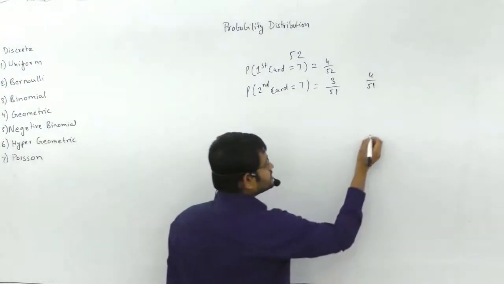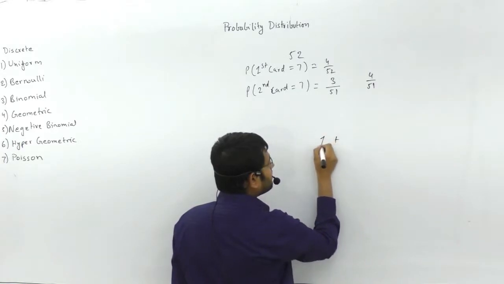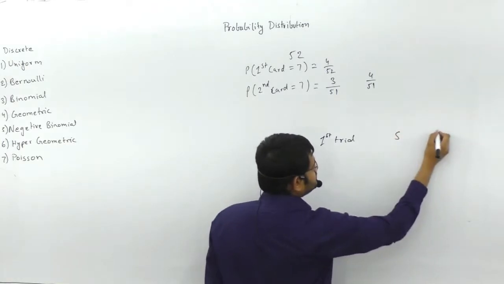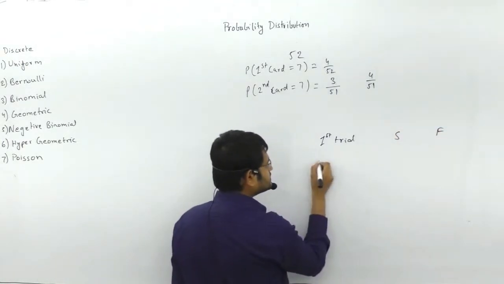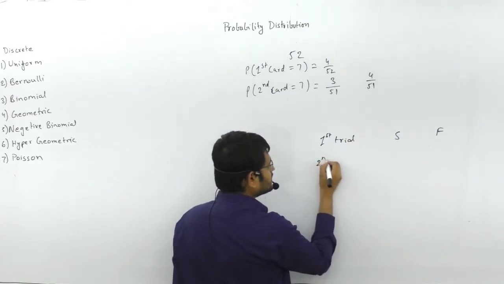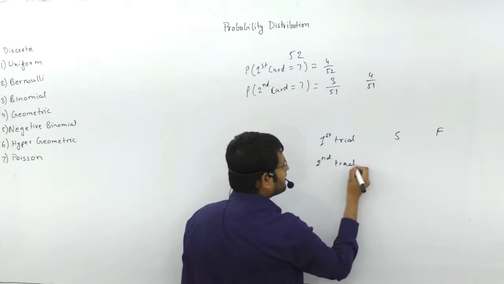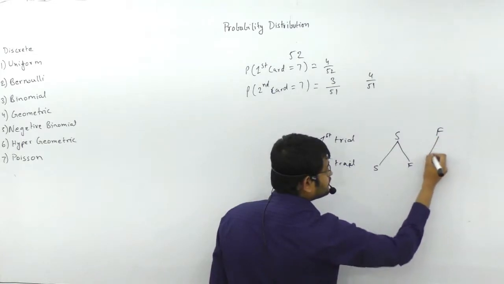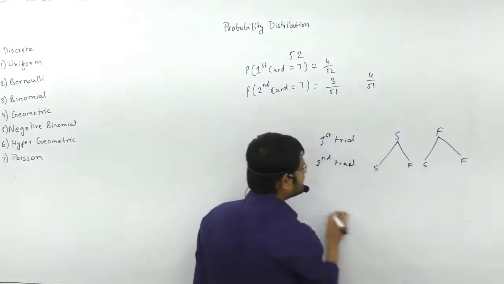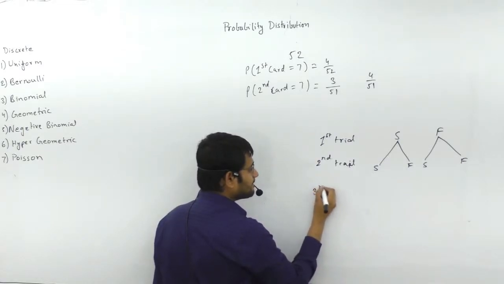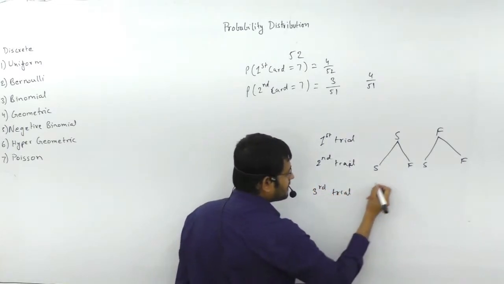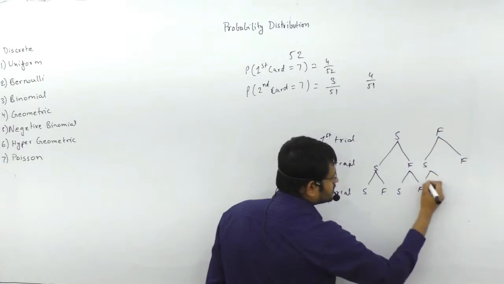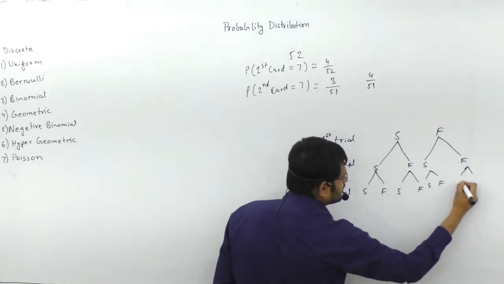So in the first trial, we can have either success or failure. Now if we have success in the first trial, the second trial can again have either a success or a failure. Similarly, if I have failure in the first, I can have success or failure. And then again in the third one, I can have either success or failure, along each of these paths.